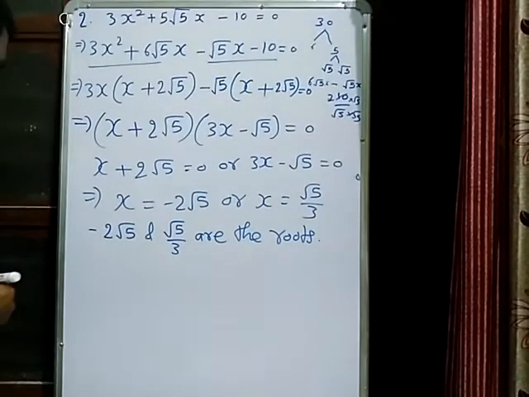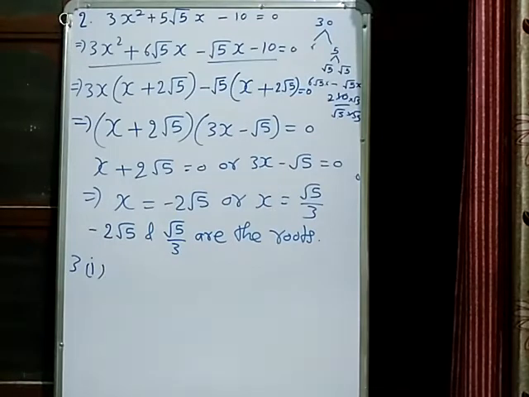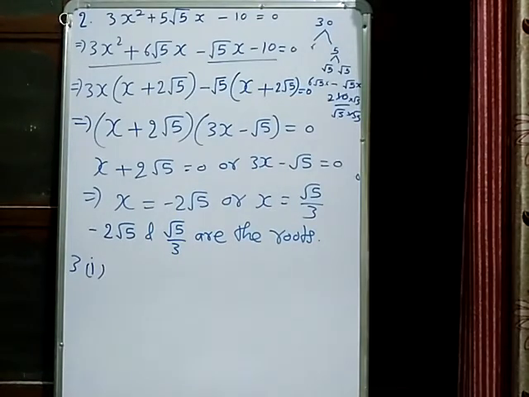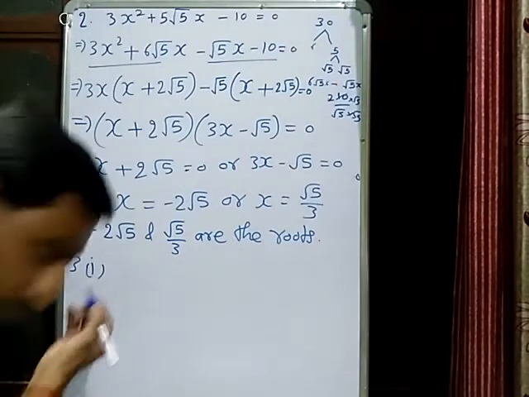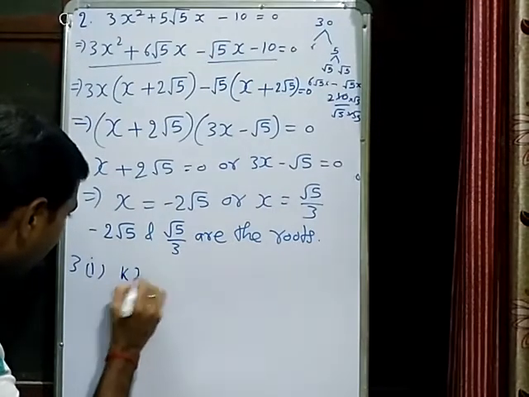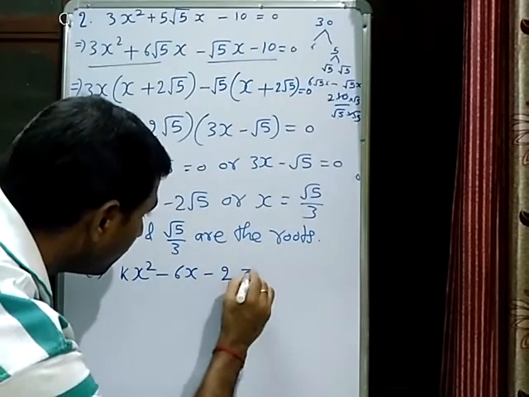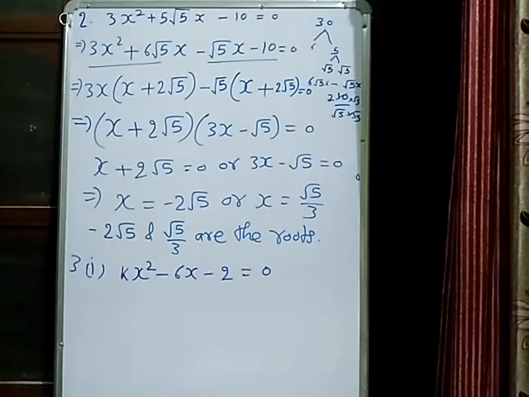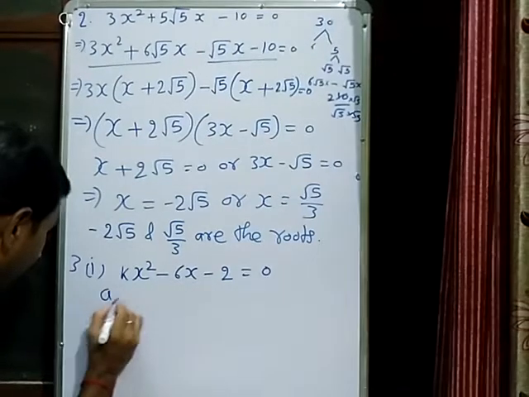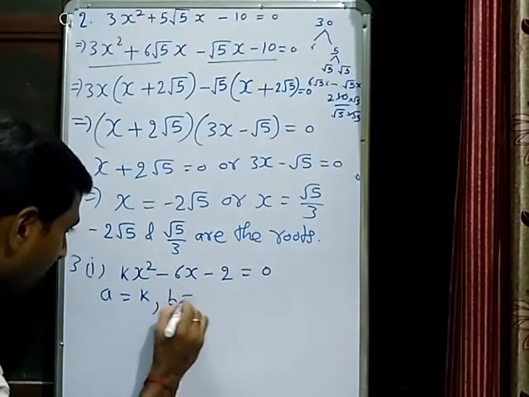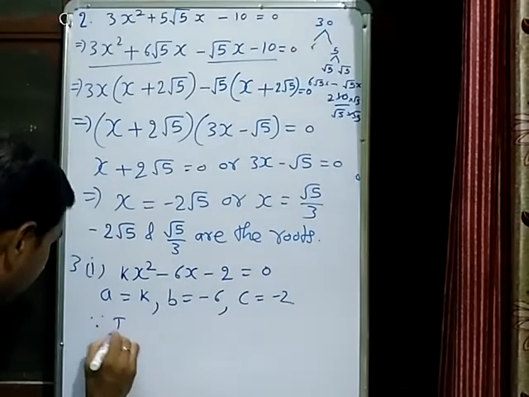Question number 3. There are 3 parts given. First part of this question: find the values of k for which kx square minus 6x minus 2 is equal to 0 has real roots. So dear students, it is given kx square minus 6x minus 2 is equal to 0 has real roots. Find the values of k for which it has real roots. So what do you need to write? Firstly write a. What is a? K. What is b? b is minus 6. Then write c. What is c? Minus 2.